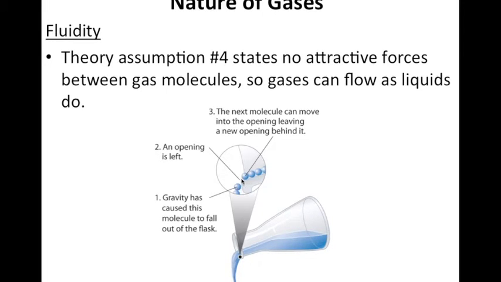you can see gravity starts to take one of the particles. Because these two particles are not attracted to one another, even though they're right next to each other, there's no force of attraction. So when this opening happens, gravity will pull this particle down and it's able to flow. The next molecule can move into the opening left by the previous particle that flowed out. So gravity has caused the molecule to fall out of the flask and flow like a fluid does.